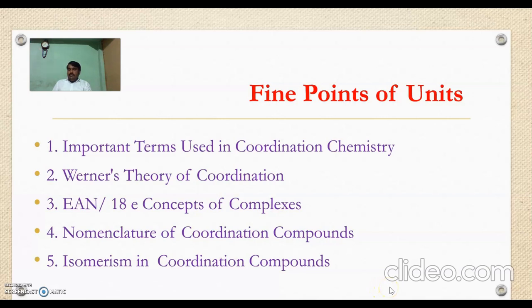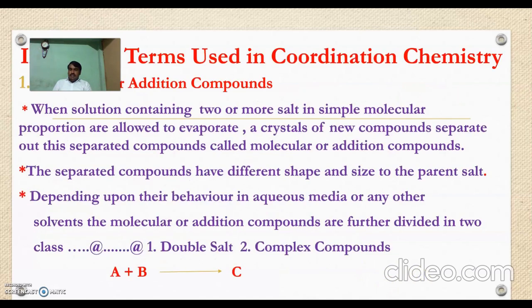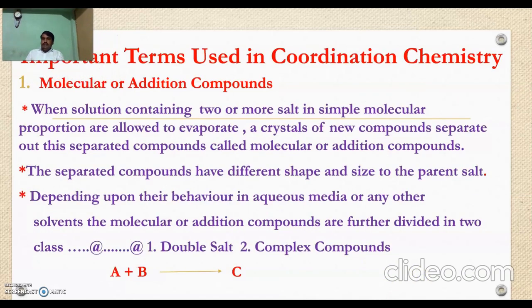So firstly we start the important terms used in coordination chemistry. So first term is molecular, or it is also called addition compound. So simply when a solution containing two or more salts in simple molecular proportion are allowed to evaporate, a crystal of new compound separates out. These separated compounds are called as molecular or addition compounds.